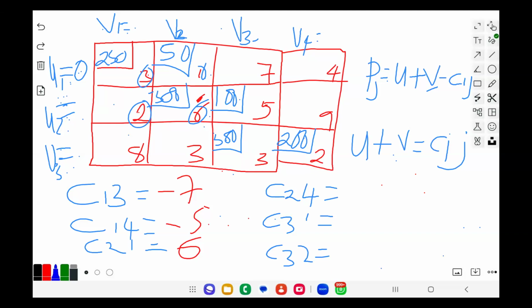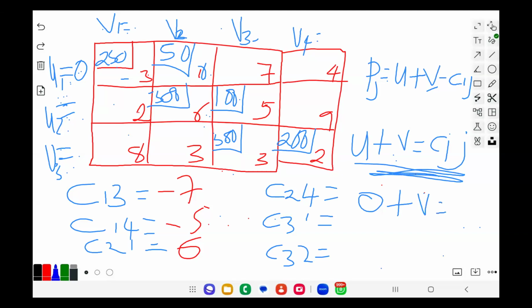So after saying that, the next thing you do, to find the V, the U, and the rest, is to use this formula here. So for example, to find V1, since we already have U, we just put our U, which is 0, in the first cell here. Our U is 0, right? Plus V, we don't know, is equal to Cij.